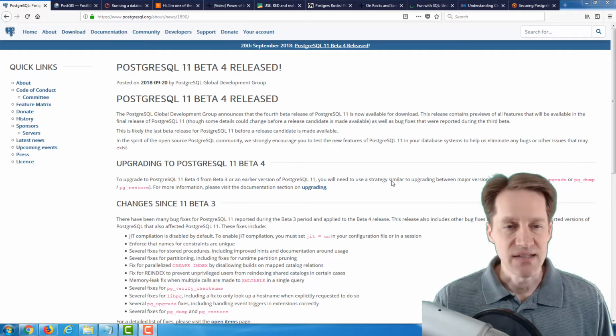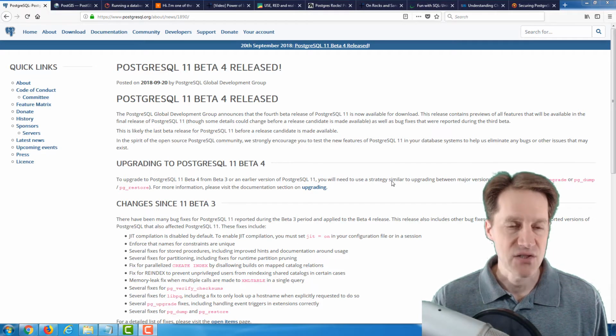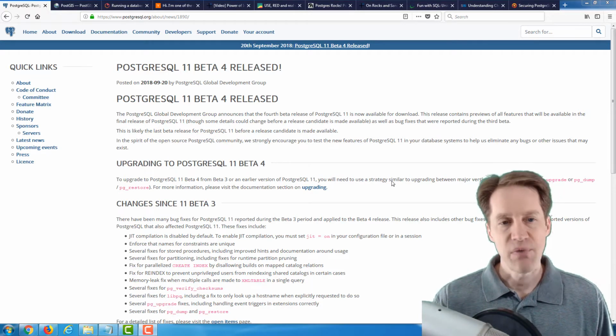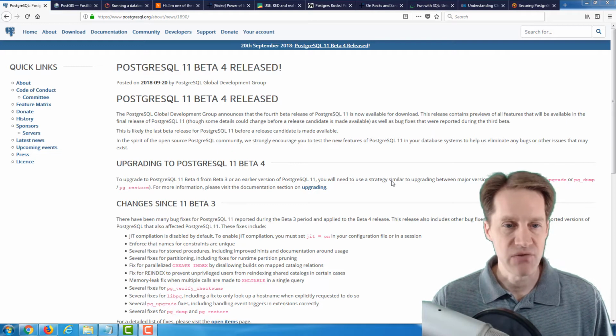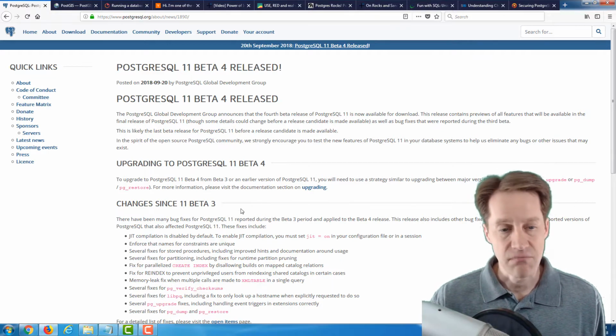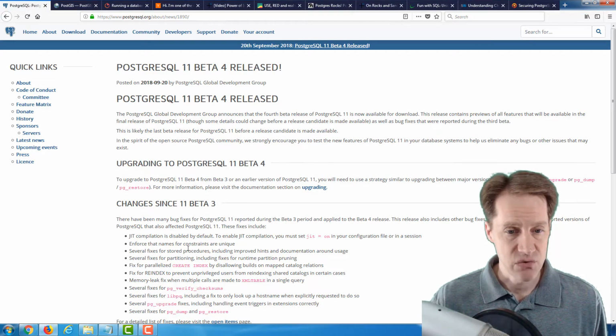Our first piece of content is actually an announcement. Actually, the first two are announcements. So Postgres 11 Beta 4 has been released, and it mentions some of the changes that have occurred since Beta 3. It seems like most of them are related to just general bug fixes from different features.